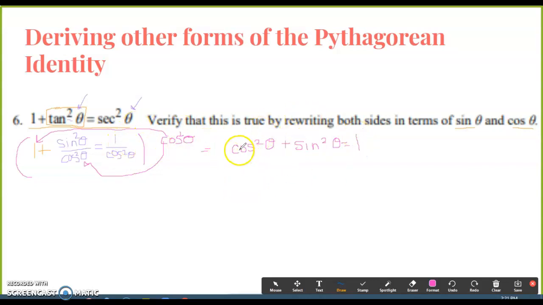All right, now have I verified that this is true? Well, look at this. We have now simplified it out to be the cosine squared of theta plus the sine squared of theta equals 1. Is that a true identity that we know? Absolutely. So we know that this is true because this just is another way to write the cosine squared of theta plus the sine squared of theta equals 1, which is our Pythagorean identity. Here is another form of the Pythagorean identity, just written a different way.